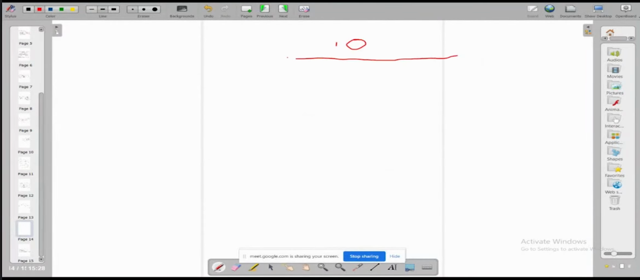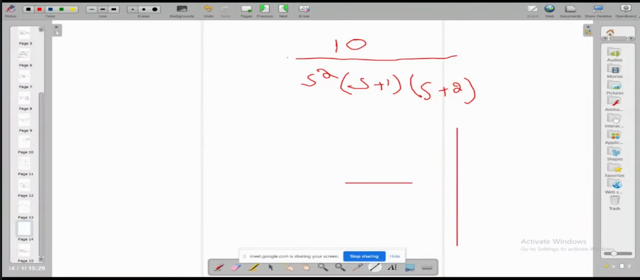s square into s plus 1 into s plus 2. This is another example: 10 divided by s square into s plus 1 into s plus 2. What you have to do is, first you find out the polar plot. Right. First you have to write down the polar plot.